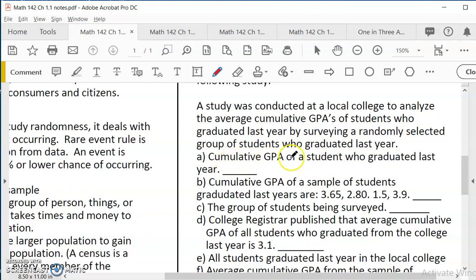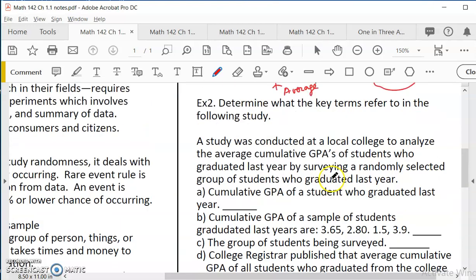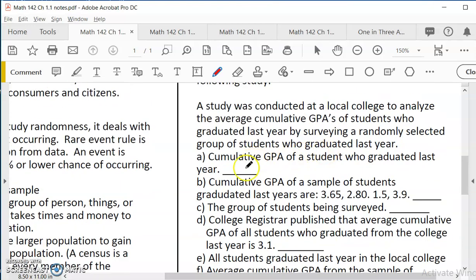So the cumulative GPA of students who graduated last year is... so determine the key terms. So what would I say these? This would be a variable, right? Because this is the name of the data that I will collect. Cumulative GPA of students who graduated last year. That's what I want to find out. So that's a variable. It changes for every student, but we can calculate an average, right? But to calculate the average, I have to have the data for every single person.